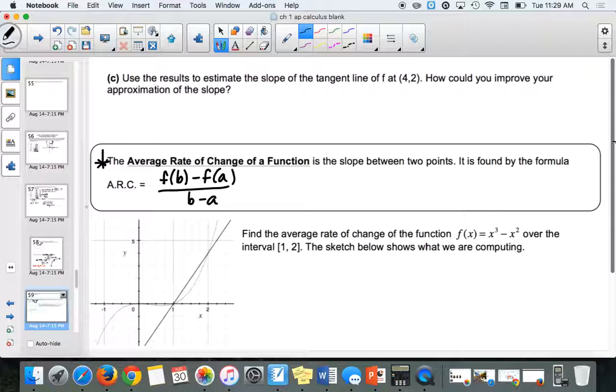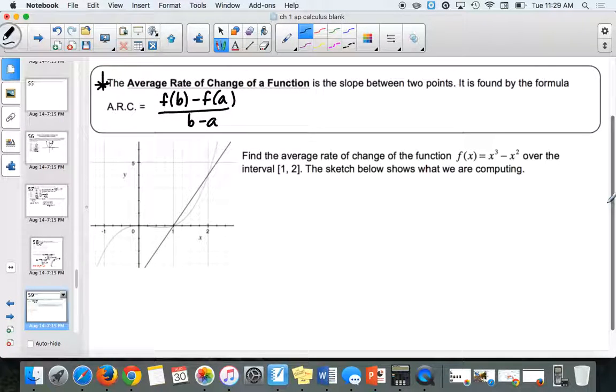All right, so if it says find the average rate of change of the function over the interval 1 to 2, we're going to find f of 2 minus f of 1 all over 2 minus 1. We're going to find that. So if you want to find f of 2 and f of 1 off to the side, you can, or you can plug it all in all at once.